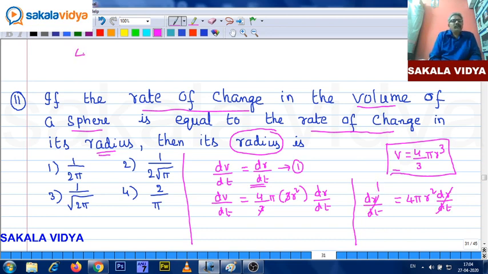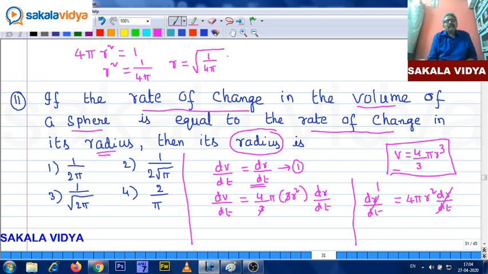Now, the dr by dt gets cancelled. We have 4 pi r square is equal to 1. So, now r square is equal to 1 by 4 pi. We need to find out radius. R is equal to root over 1 by 4 pi. Square root of 1 is 1 and square root of 4 pi is, square root of 4 is 2 and root pi. 1 by 2 root pi. Second option is the right option.